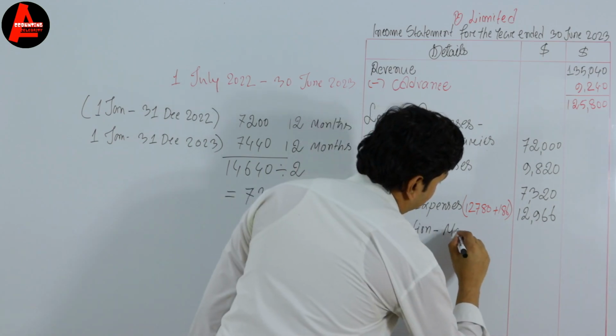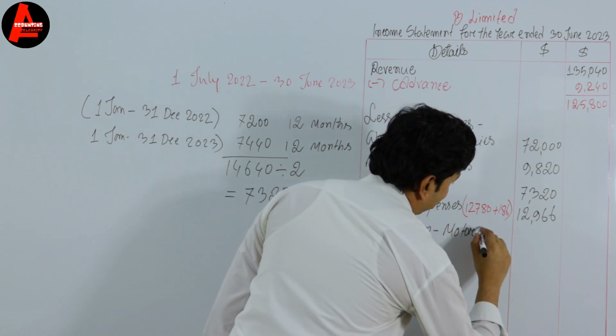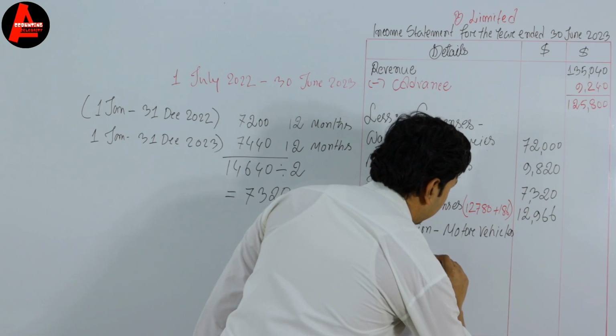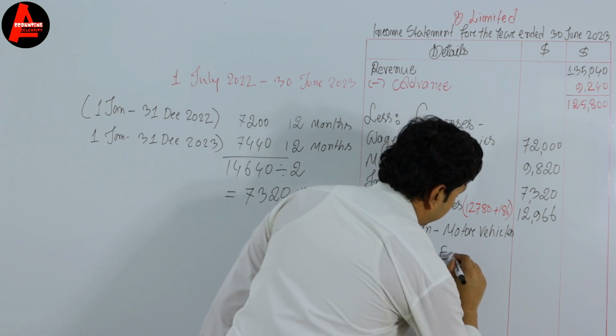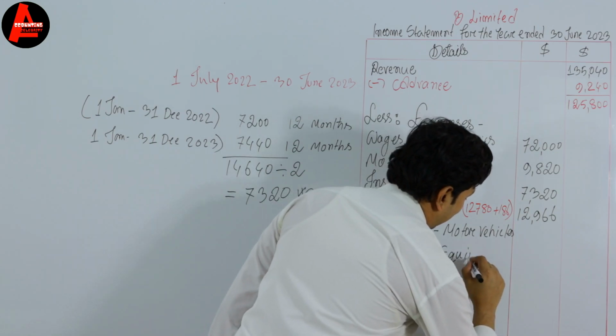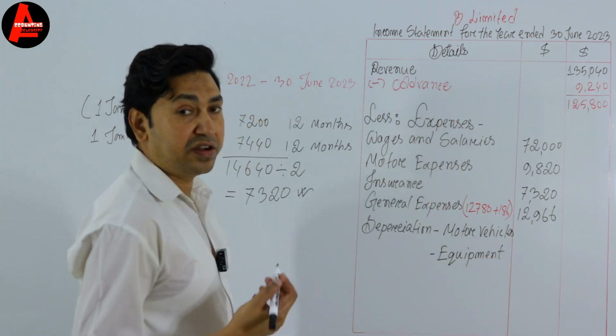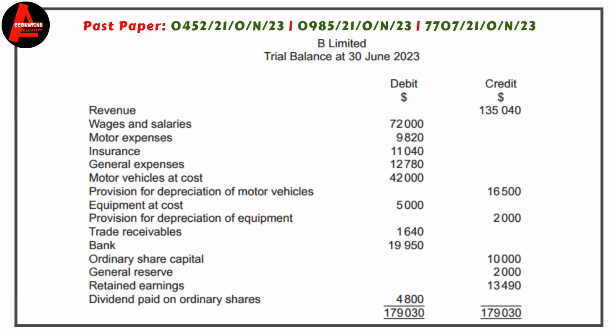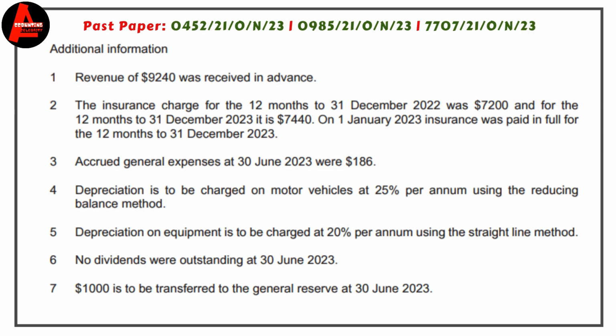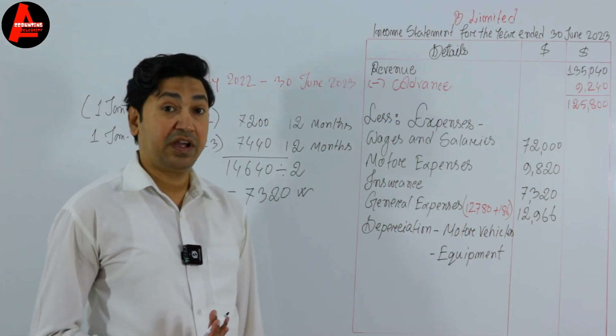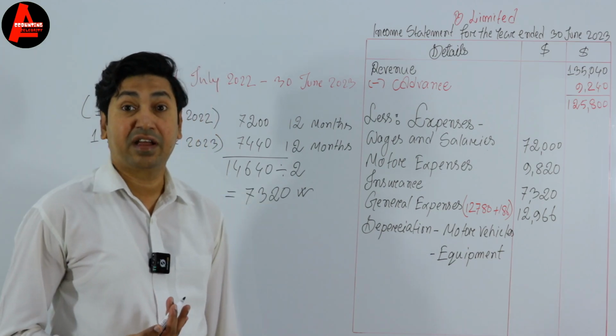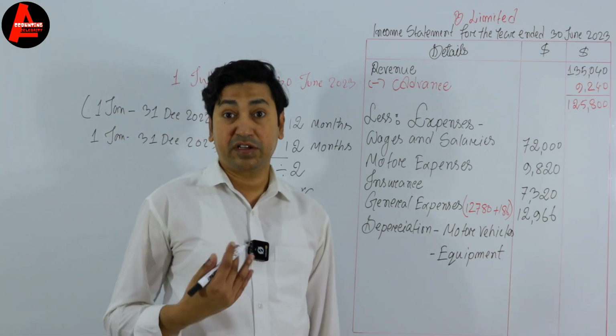Okay, so let us write here depreciation. So here motor vehicle, and then equipment. So under adjustment we have number 4, depreciation is to be charged on motor vehicle at 25% per annum using the reducing balance method. You know, reducing balance method of depreciation, this is not complicated, but many of you make mistake. So reducing balance method, how does it work?